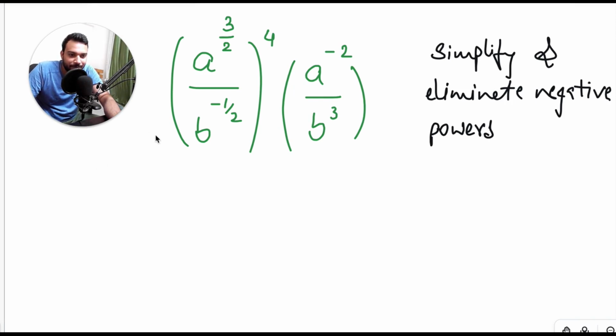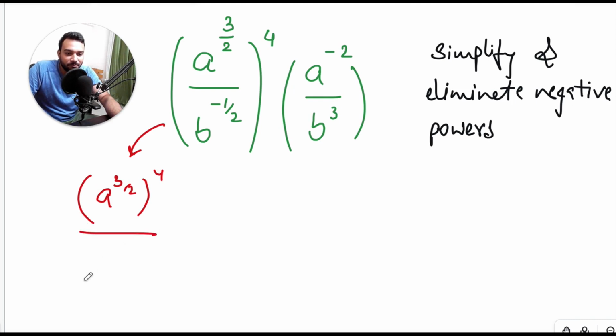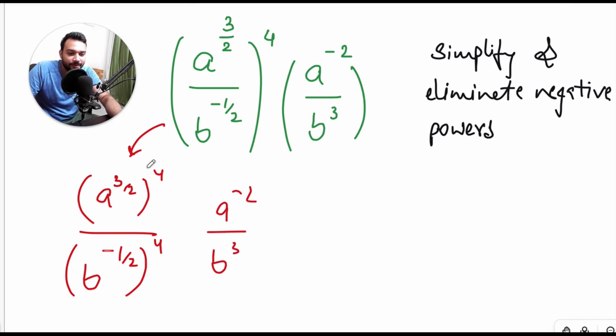First of all, we'll apply rule number 2 of exponents. Basically, it applies to radicals as well. It's just a way of saying they've created two different representations, exponents and radicals. Everything is exponents, essentially. So a raised power 3 over 2 raised power 4 upon b raised power negative half raised power 4 times a raised power negative 2 over b raised power 3. Okay, now the first one, a raised power 3 over 2 times 4, becomes a raised power 3 by 2 times 4, which is a raised power 6.